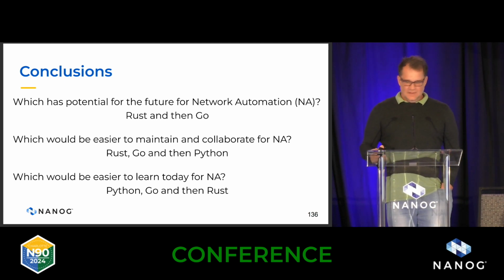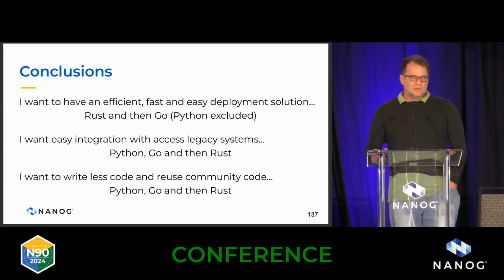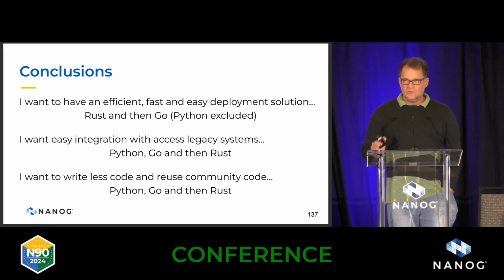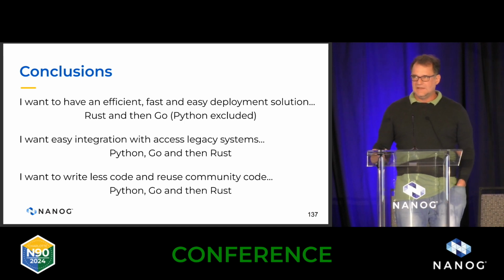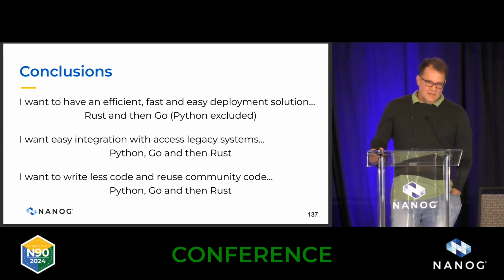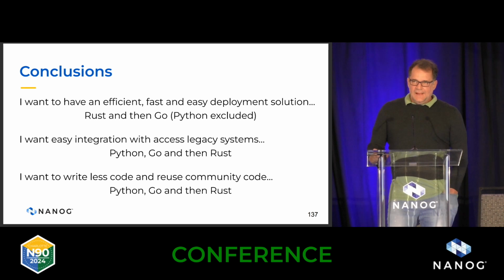Let's go to the next one. I want an efficient, fast, and easy deployment. Of course, Rust is going to win, and Go second. I would exclude Python completely. If your use case is efficiency and fast, easy deployment, just forget about Python. It's a waste of time. If you want easy integration with legacy systems, Python is going to win. It has lots of modules, lots of things, and bindings to C, Go, and Rust. Python is your uncle here.